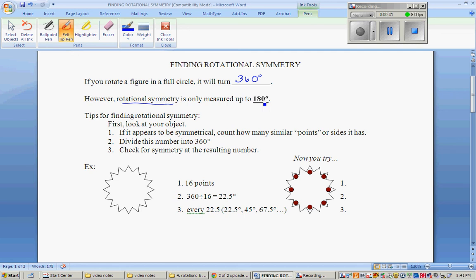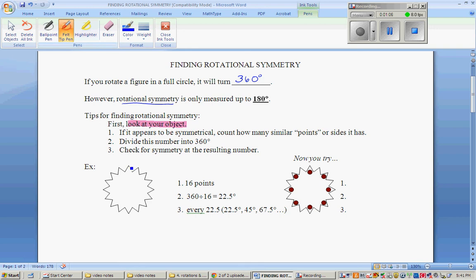If you have flipped your shape completely around and you have not seen it match itself, the original image, it's not going to have rotational symmetry. So, some tips for finding it are to first really just look at your object. If it appears to be symmetrical, how many similar points or sides does it have? And then you're going to put this number into 360. You should check for symmetry at the resulting number. Don't always assume it will work.